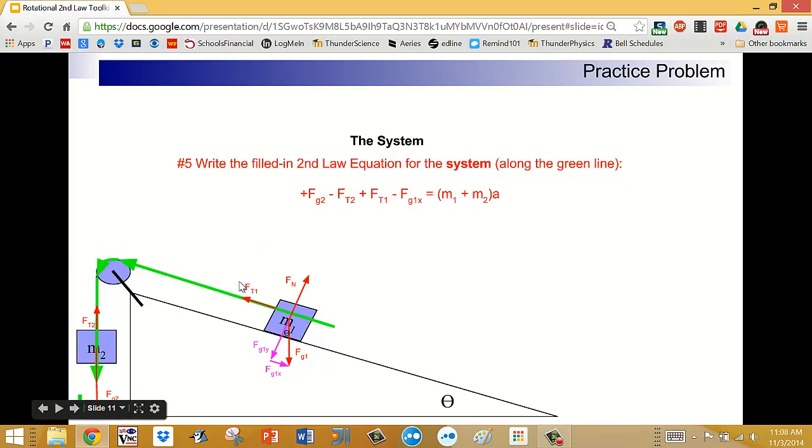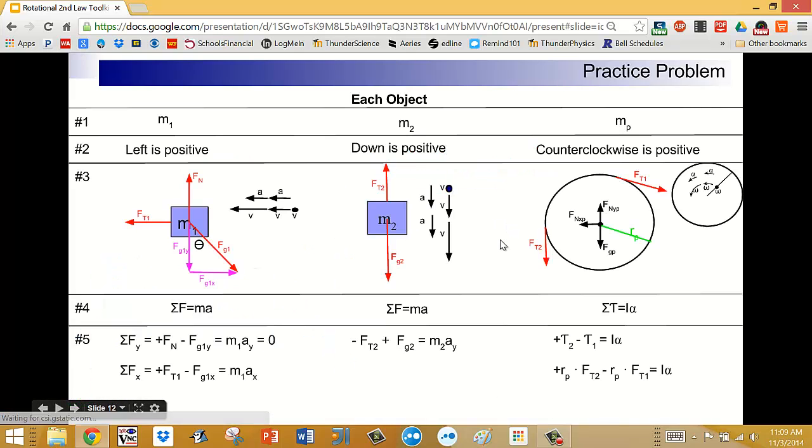If we look at our system here, along this green line, FG2 is going to be positive. FT2 upward is going to be negative. FT1 along the green line is going to be positive, and FG1x is going to be negative. Now, FG1x is still along the direction of this green line, but in the opposite direction. Because it's the entire system, we're going to include M1 and M2 and multiply that times acceleration. So this is Newton's second law filled in for our system along the green line.